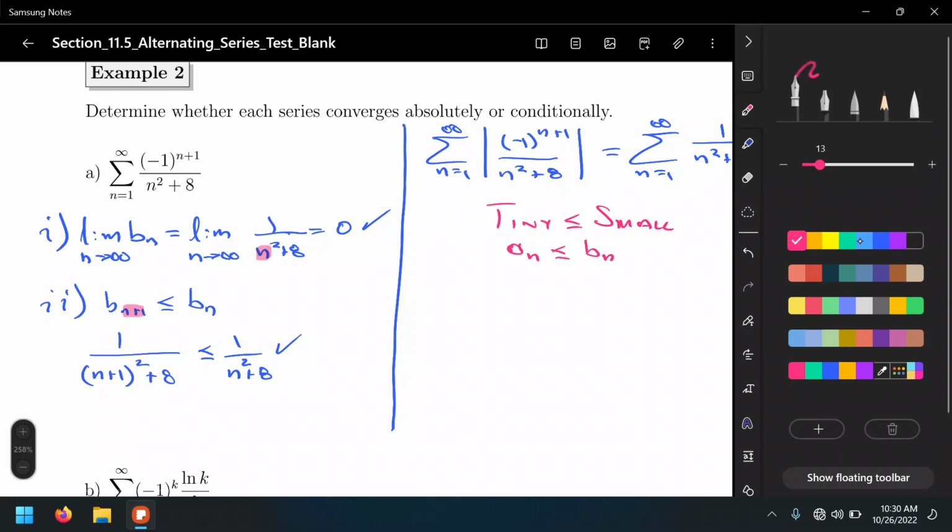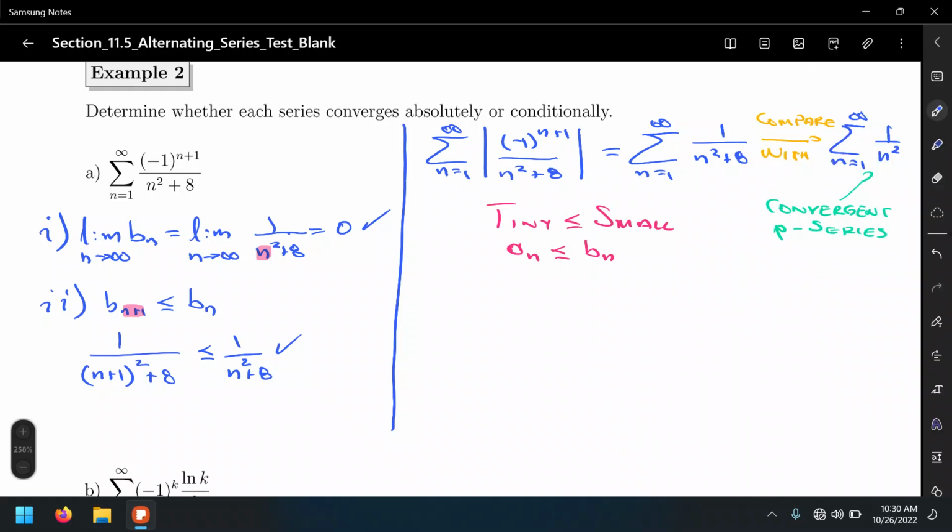Which in this case, well, we've done this test a few times already. So a sub n is the original series, 1 over n squared plus 8, and b sub n is the one that we compare it with, 1 over n squared. Now, is this inequality true? Okay, it is true. So we managed to show that tiny is less than or equal to small.